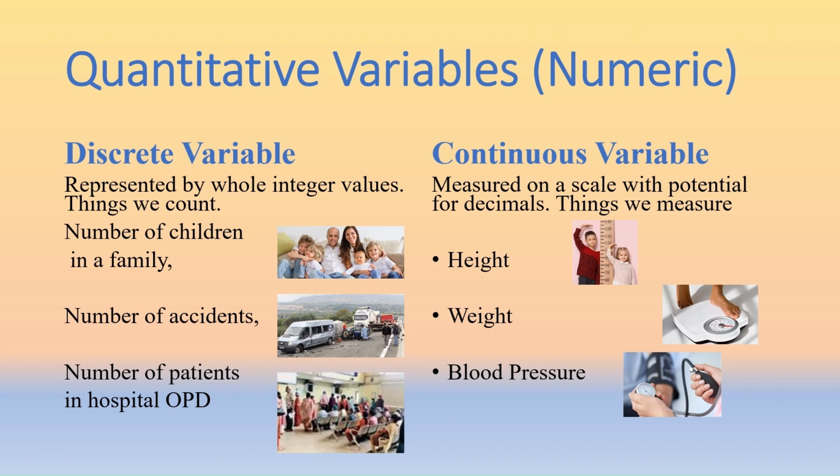Discrete variables are represented by whole integer values, things we count: number of children in a family, number of accidents, and number of patients in a hospital OPD. Continuous variables are measured on a scale with potential for decimals, things we measure: height, weight, and blood pressure.